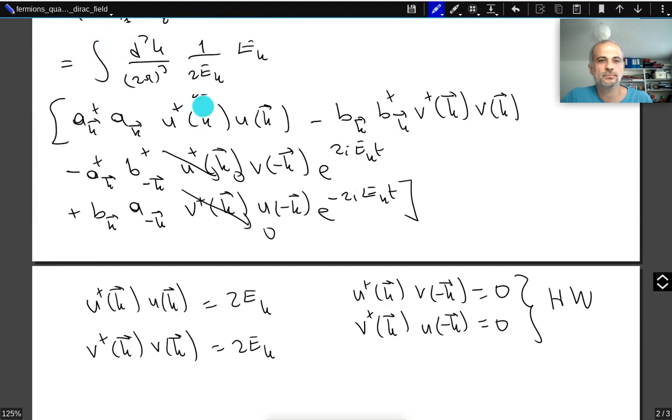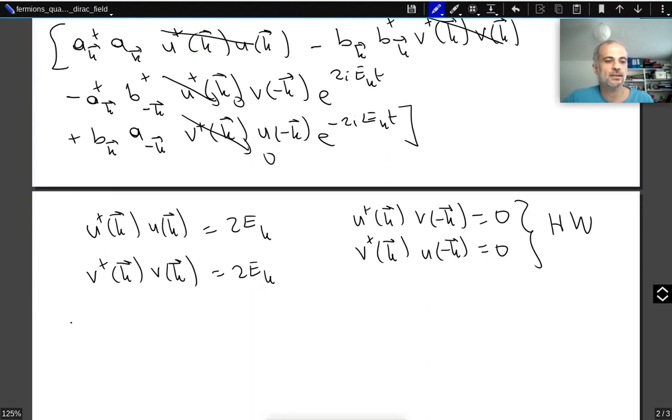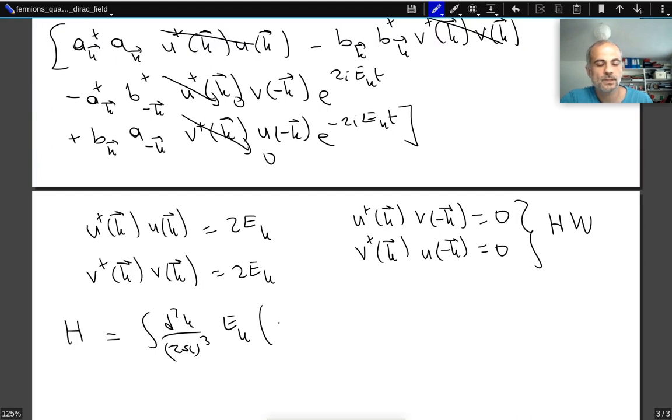And these two terms, this and this, they are the same. They will cancel this 2ek. So we end up having the Hamiltonian of the system as d cubed k divided by 2 pi cubed ek, ak dagger ak minus bk, bk dagger.